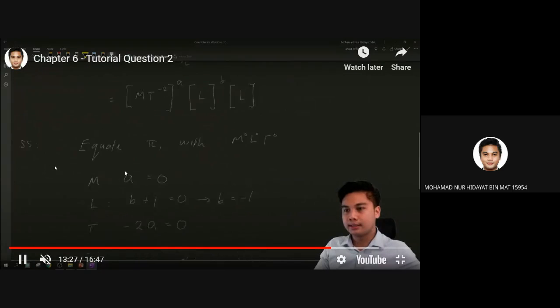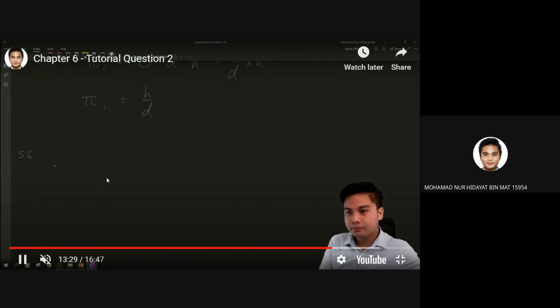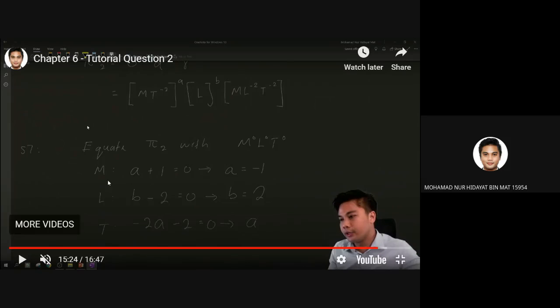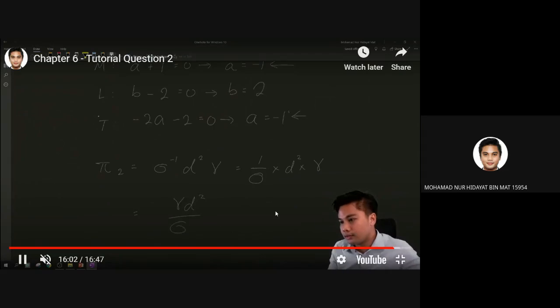So the second pi term here, after we select the value of H, we need to select the value of gamma. Remember previously we selected H, and then here we select gamma, and finally it will lead to the MLT system. We got pi term number 2 to be gamma diameter squared over sigma.